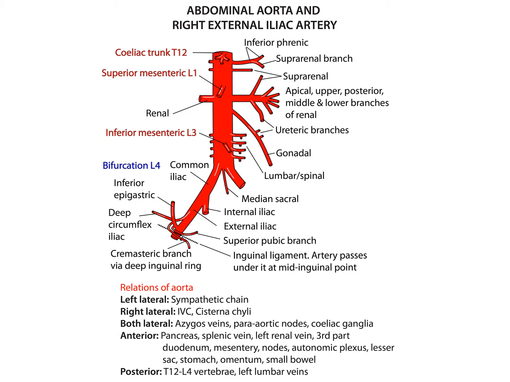It's worth noting that as the abdominal aorta passes behind the diaphragm, it has an azygos vein on either side of it, and on its right side also there is the cisterna chyli. Lying anterior to the aorta are the pancreas, the splenic vein, the left renal vein, the third part of the duodenum, the small bowel mesentery, para-aortic nodes, the autonomic plexus, the lesser sac, the stomach, the omentum, and the small bowel.